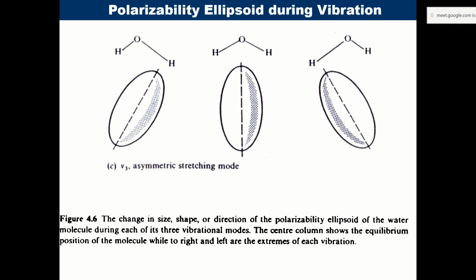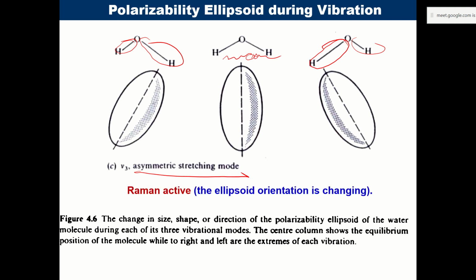And the third one is the asymmetric stretching mode. इधर वाला छोटा हो रहा है, compress हो रहा है, इधर वाला elongate हो रहा है. On the other extreme, the reverse is happening. Okay, so in this case, as compared to the mean position, the ellipsoid is changing its orientation. So again, this is about the directionality of the polarizability. तो polarizability का direction change हो रहा है, again it will be Raman active.